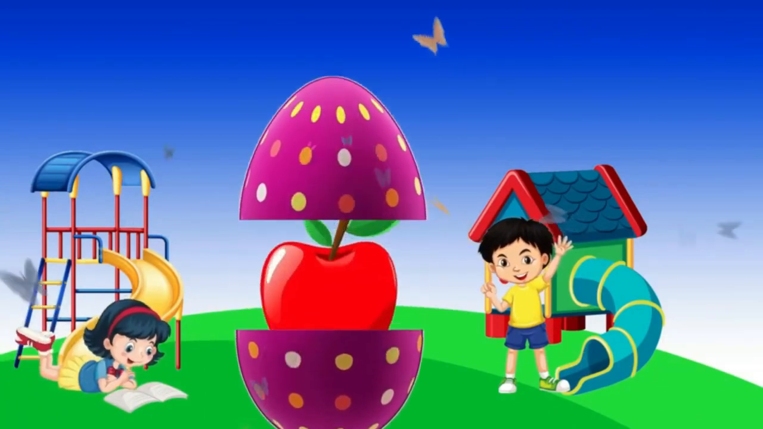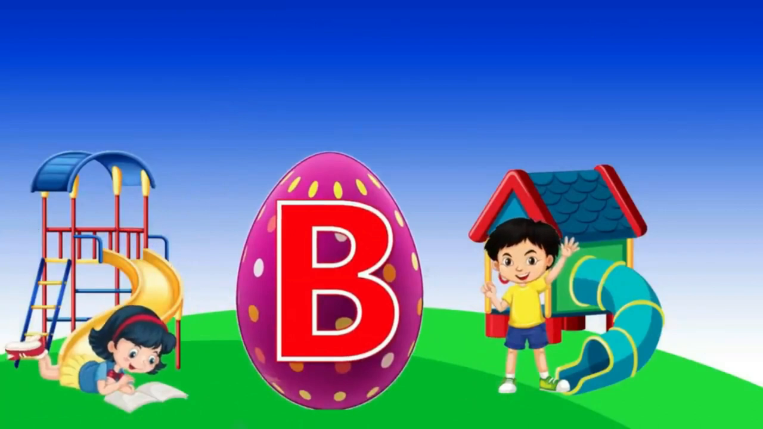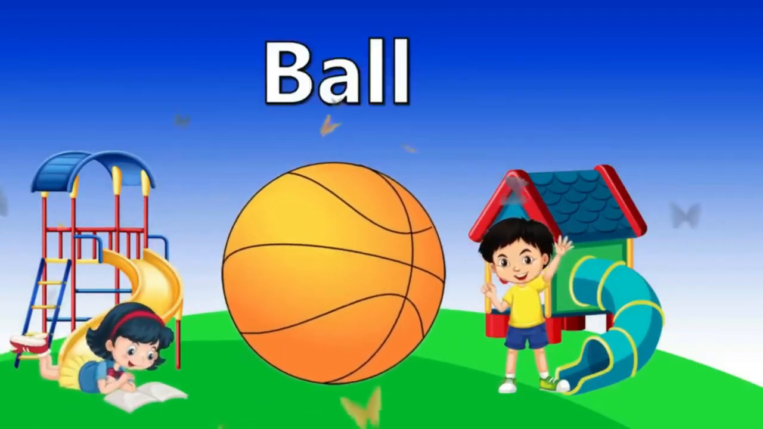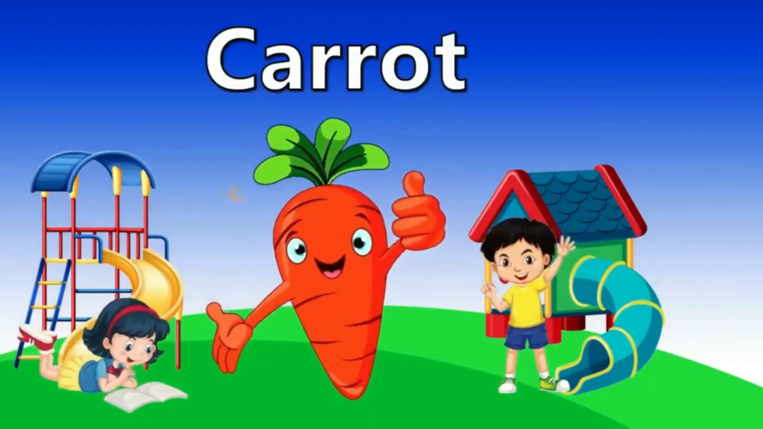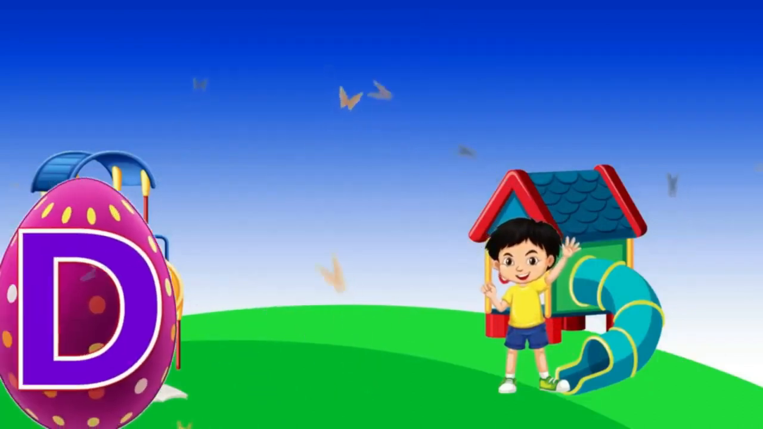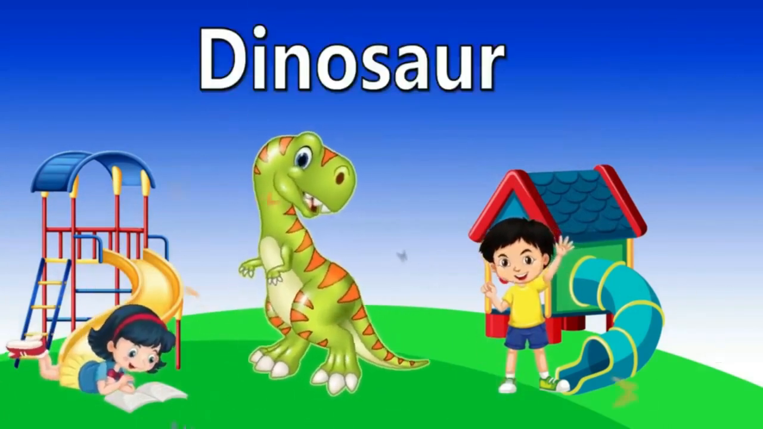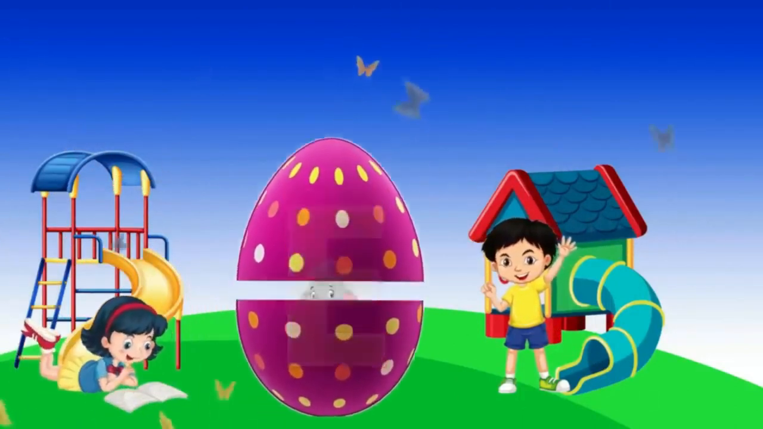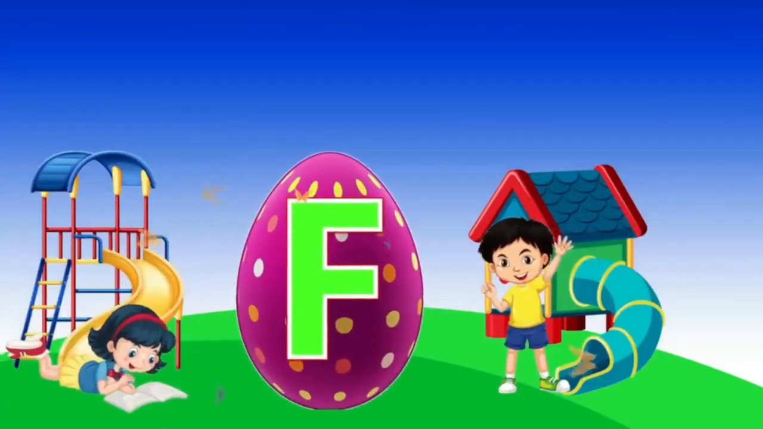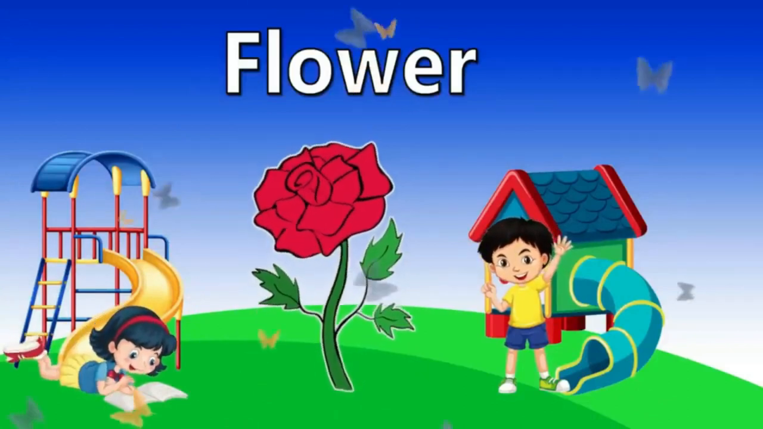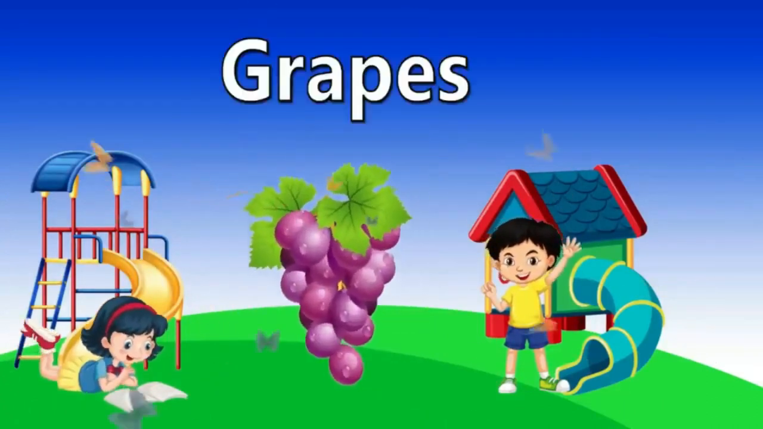A is for apple. B is for ball. C is for carrot. D is for dinosaur. E is for elephant. F is for flower. G is for grapes.